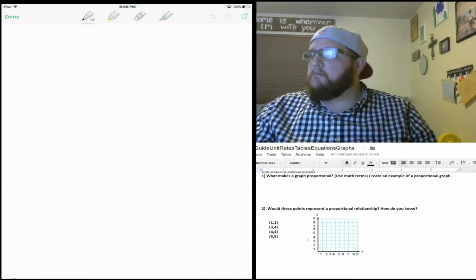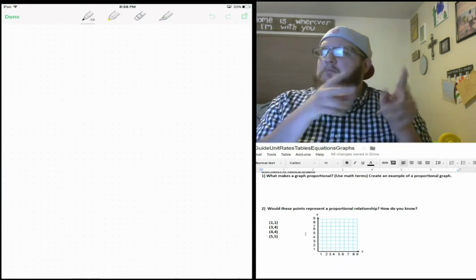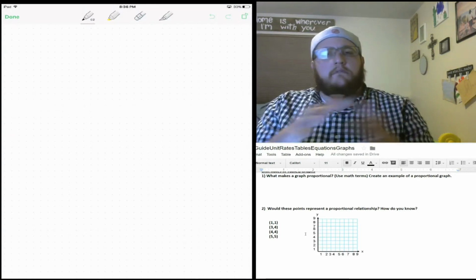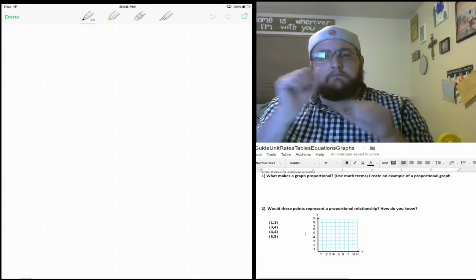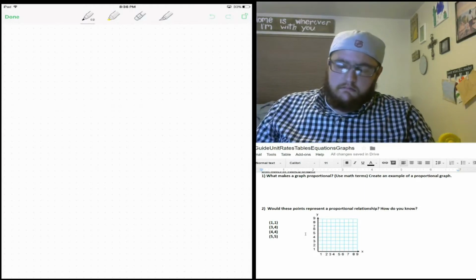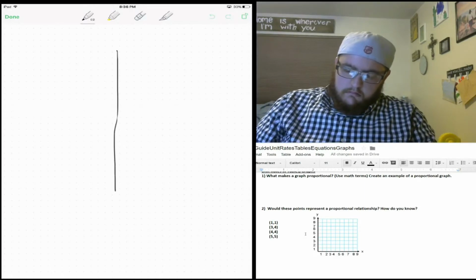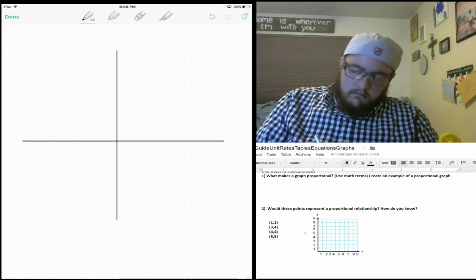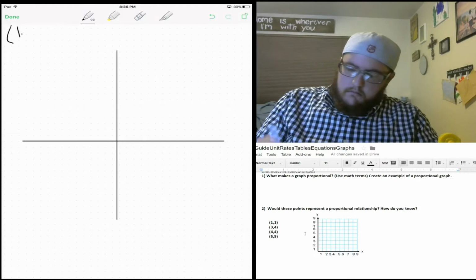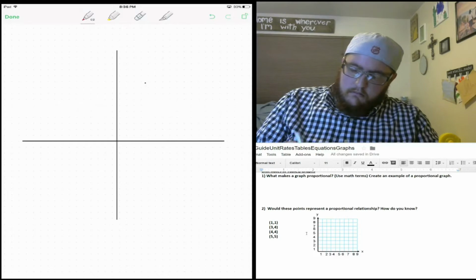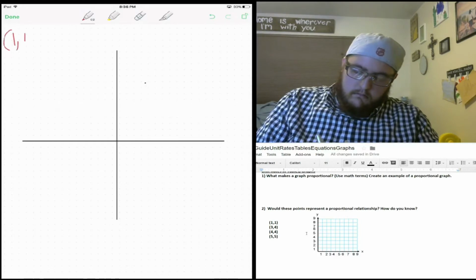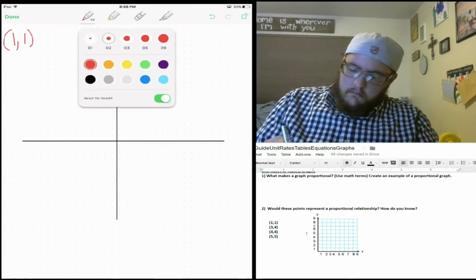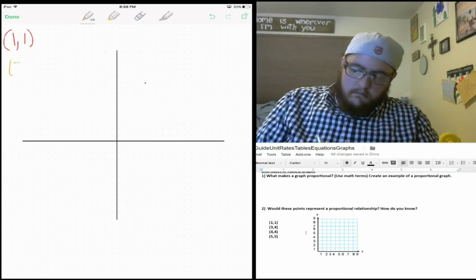Okay, so for number 2, it says, would these points represent a proportional relationship, and how do you know? So there's a couple of ways we can go about solving this, and the first way we'll do it is by using the graph since they've presented us with one. I'll go ahead and make my graph with all 4 quadrants, but the graph to the right there is also okay. And we'll make my points in different colors just so it's easy to see where each coordinate is placed on the graph.